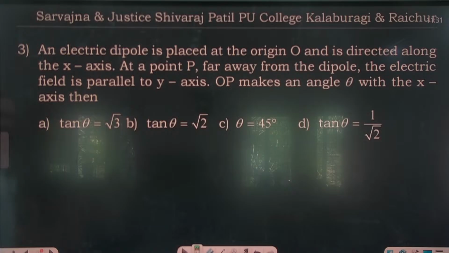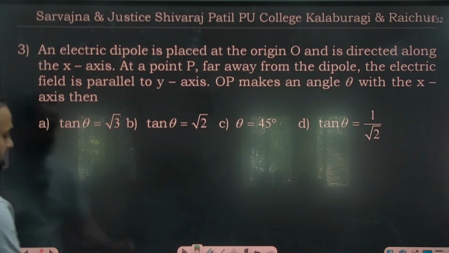An electric dipole is placed at the origin and is directed along the x-axis. At a point P far away from the dipole, the electric field is parallel to the y-axis. Okay. And OP makes an angle of theta with the x-axis. Then, okay, how do you draw this diagram?